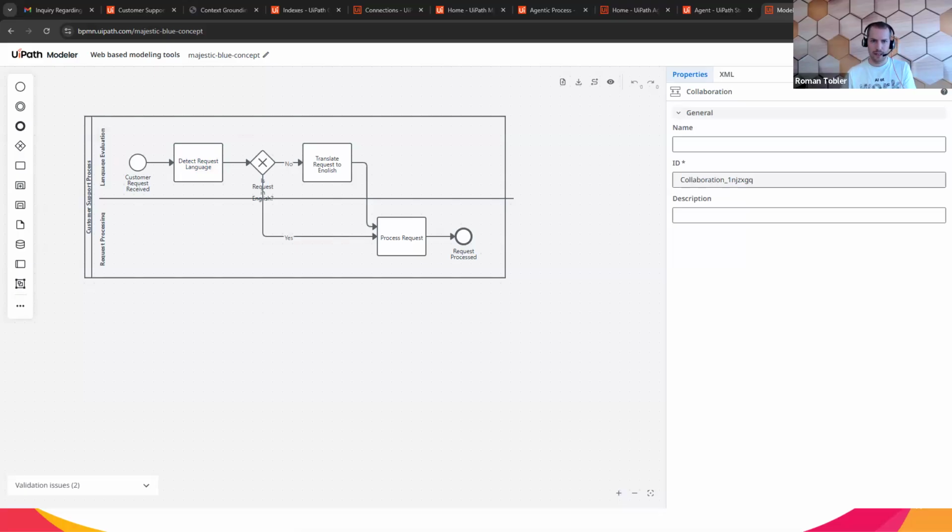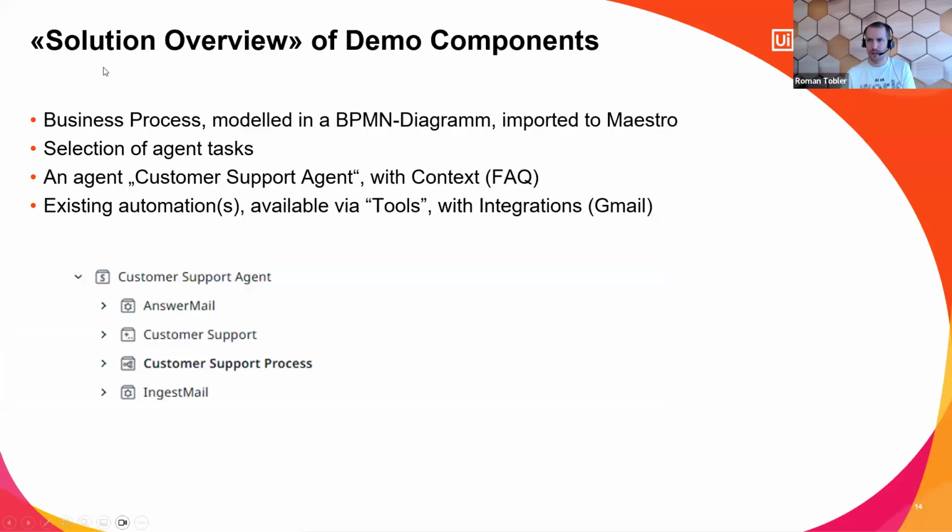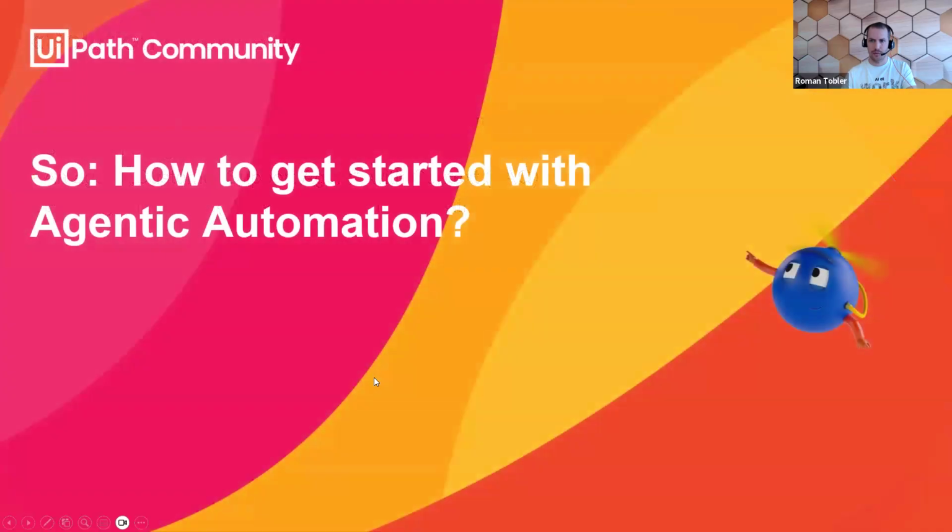Good. So that's the overview and the solution: it has individual automations in there, agents, and the agentic orchestration on top of it. So how can you get started? Apart from maybe, okay, where are these products and how can I use them? Is it community edition, whatever?